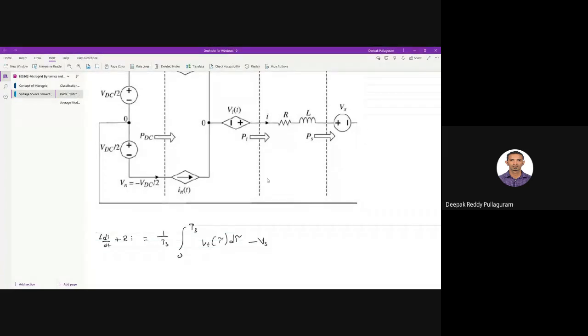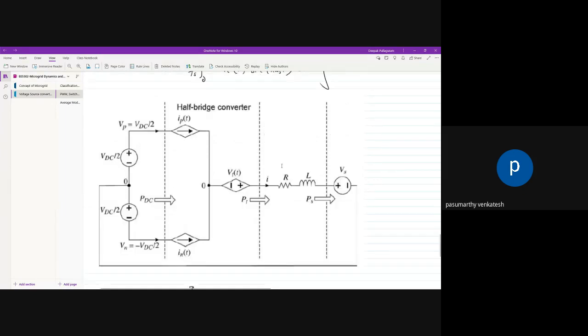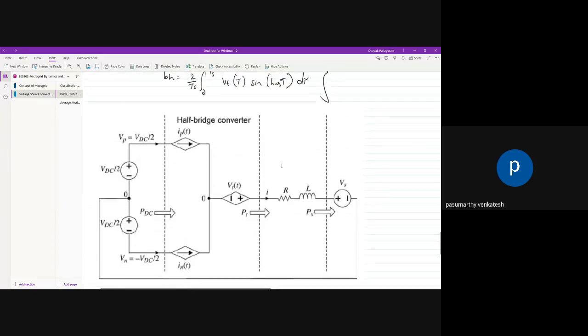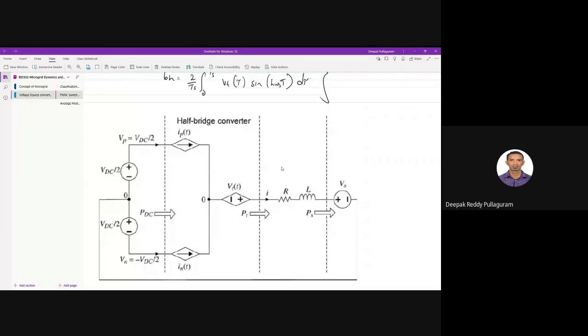Sir, can you please explain why you are representing that current switch as current independent and this as voltage independent in the half-bridge converter? See, this is the amount of current flowing through this.